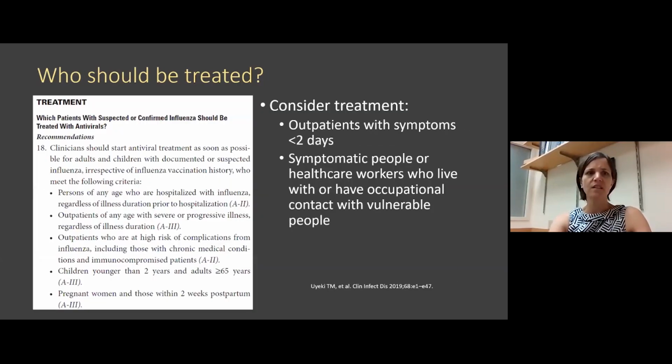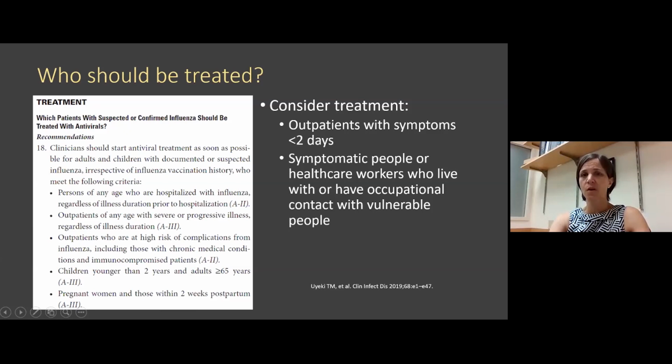So who should be treated? This is taken from the recent influenza guidelines. Clinicians should start antiviral treatment as soon as possible for adults and children with documented or suspected flu, irrespective of their vaccination history, if they are hospitalized, regardless of how long they've been sick, or if they have severe or progressive illness. Also, patients who are at high risk of complications, like our case patients, including those with chronic medical conditions and immunocompromised, like our patient.